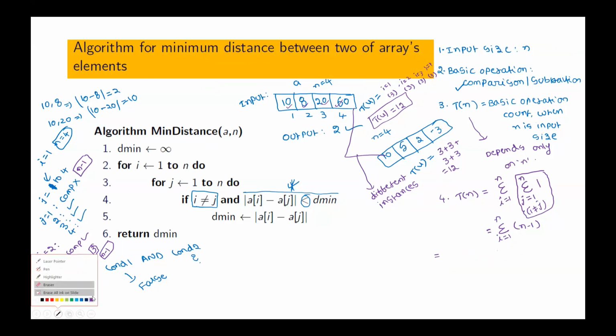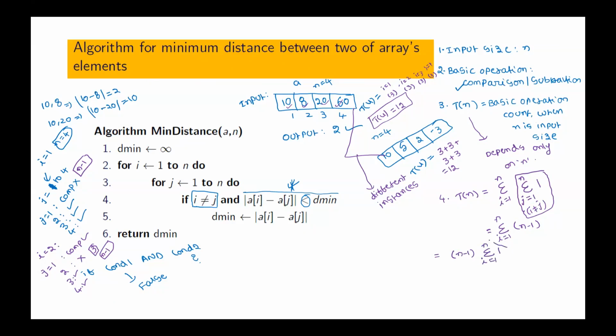n minus 1 is constant. It is independent of i. So we can take it outside. Is that correct? Yes, correct. n minus 1 is independent of i, so we can bring it outside. So it is like this.